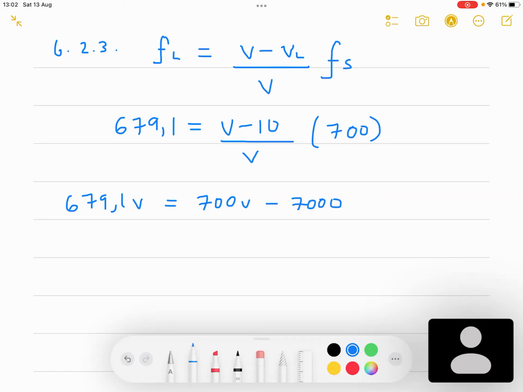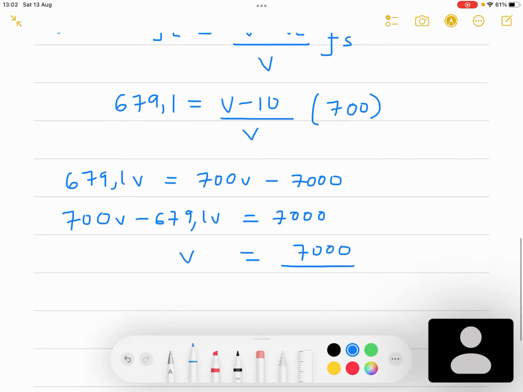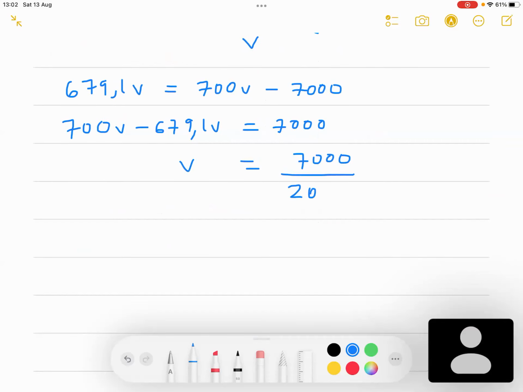Okay, and then 700 V minus 679.1 V is equal to 7,000. Just by rearranging this equation, you'll get V is equal to 7,000 divided by 20.9. You don't have to do all these steps. And then you get 334.9 meters per second.